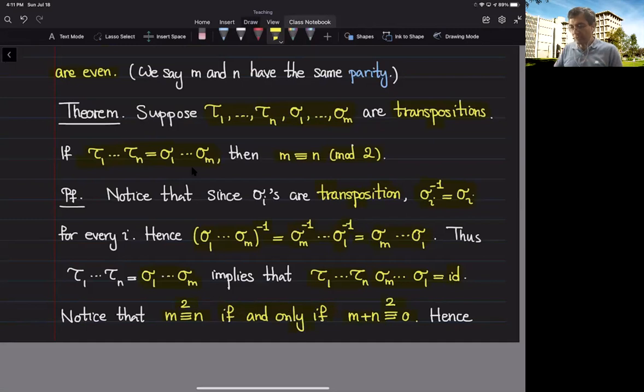So in order to show the claim that m is congruent to n modulo 2, it's enough to say that the number of transpositions that I have on this side is actually even.